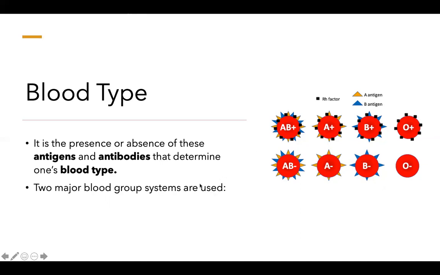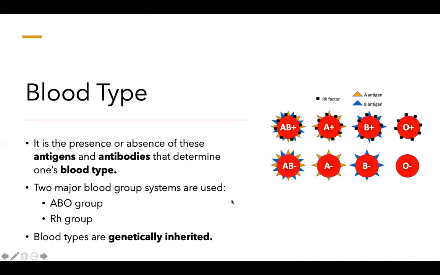So we use two major blood group systems, the ABO group, which I just described there. And then we also have the RH group. So this little black square here is the RH factor or rhesus factor. And either you have this antigen on your red blood cells or you don't. So if you have it, you're considered positive. If you don't have the antigen, you're considered negative. Blood types are genetically inherited. So your parents' blood type determines what your blood type will be.